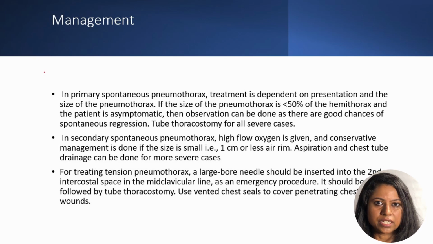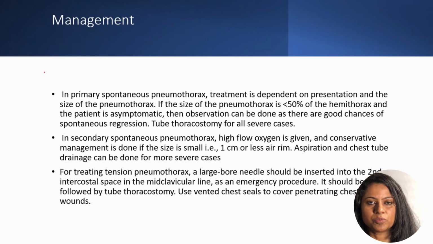In secondary spontaneous pneumothorax, spontaneous regression is less common. Management is by high flow oxygen. If the size of the air rim is 1 centimeter or less, then it can be managed conservatively. In severe cases, chest tube drainage or aspiration thoracostomy may be needed.